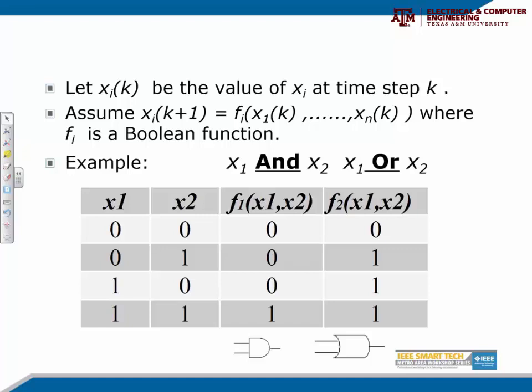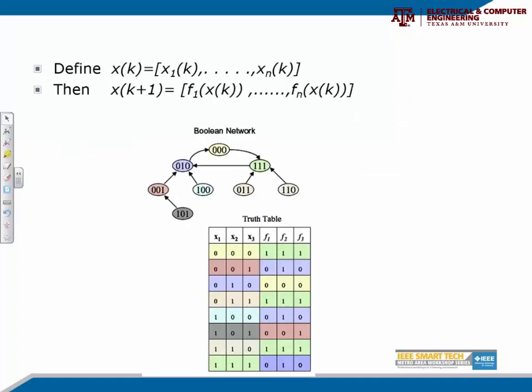Here f_i is a Boolean function, and as I said, I have to give this talk both to biologists and engineers. So for biologists, I have to explain what a Boolean function is. Here you have the truth table of an AND gate, and then the truth table of an OR gate. For engineers, that's like ABCD, so you don't have to explain.